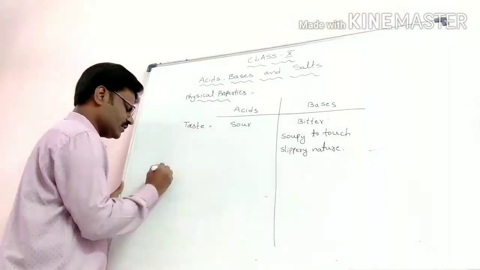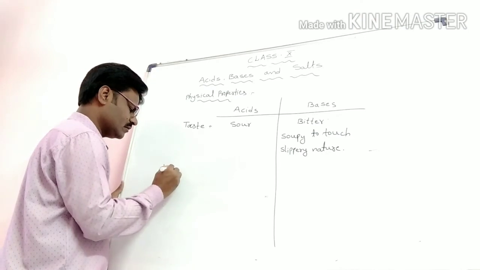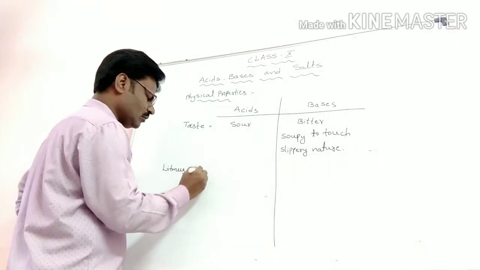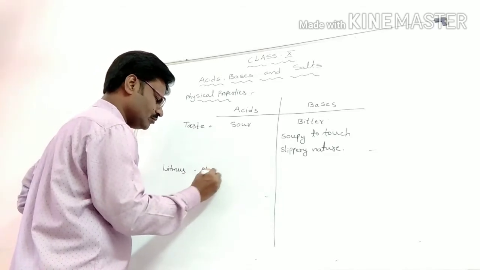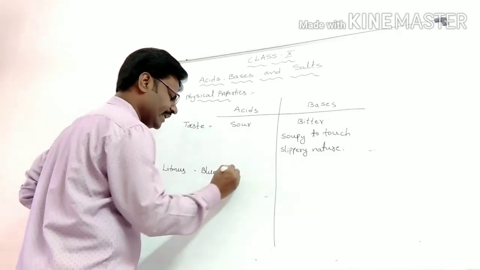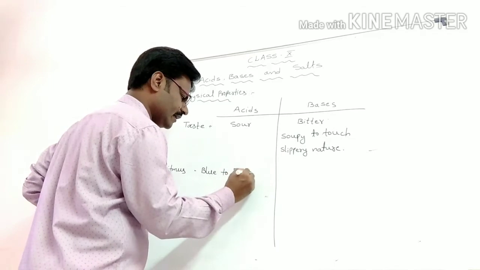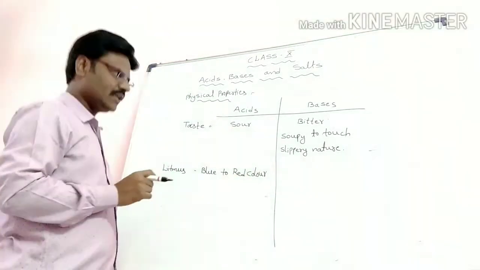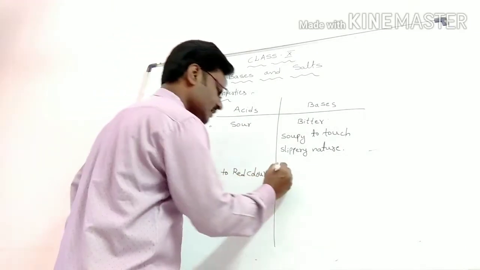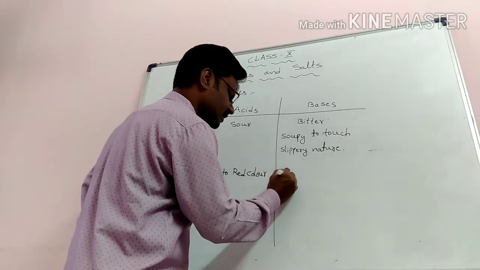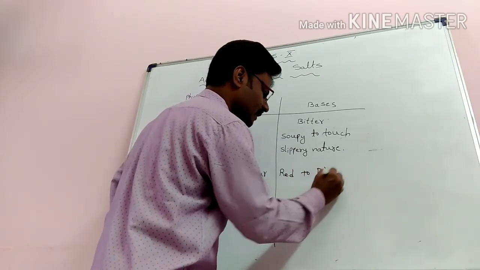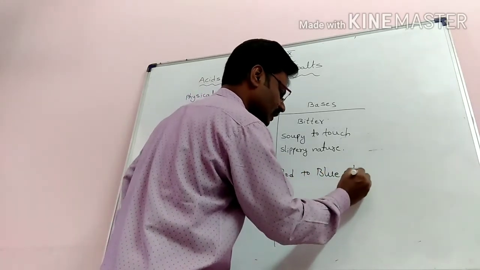Litmus. If you are using litmus, in acids, blue litmus changes into red color. In bases, red litmus changes into blue color.